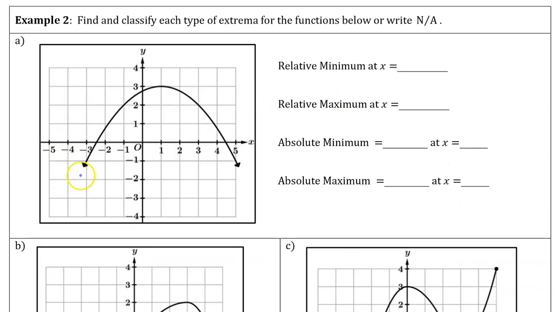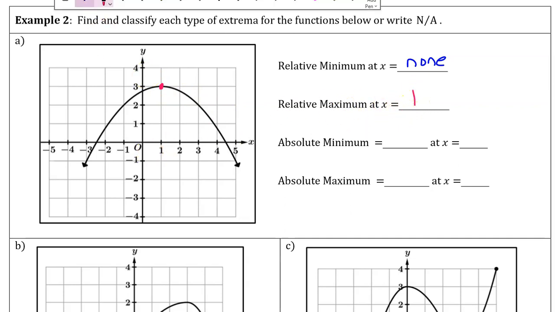Example 2. Does this simple function have a relative minimum anywhere? It does not. We don't see the bottom of a little valley or something, and there is no endpoint that we can use as a relative minimum. So we're going to say NA, or we could just say none. Does this curve have a relative maximum? Yes, at the top of a hill like this will be a relative maximum. So we have a relative max at x equals 1.